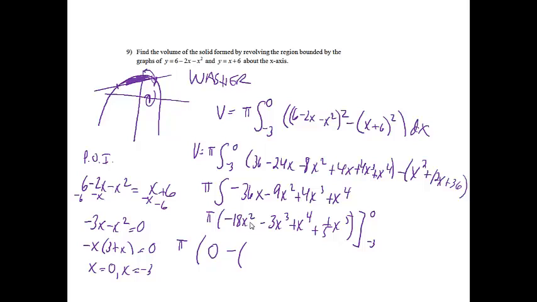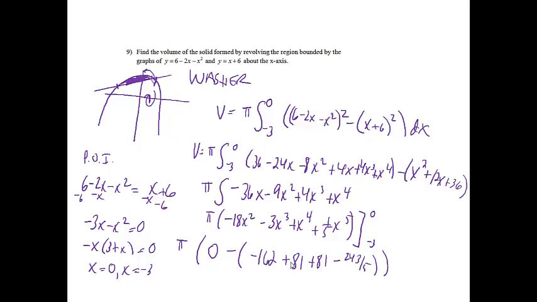And then minus, when I plug in negative 3, negative 3 squared times negative 18 is going to be a negative 162. And then when I plug in negative 3 in there, I'm going to get plus 81. And then when I plug in negative 3 to the x to the 4th, I'll also get plus 81. And then when I plug in negative 3 to the 5th, I'll get negative 243 fifths.